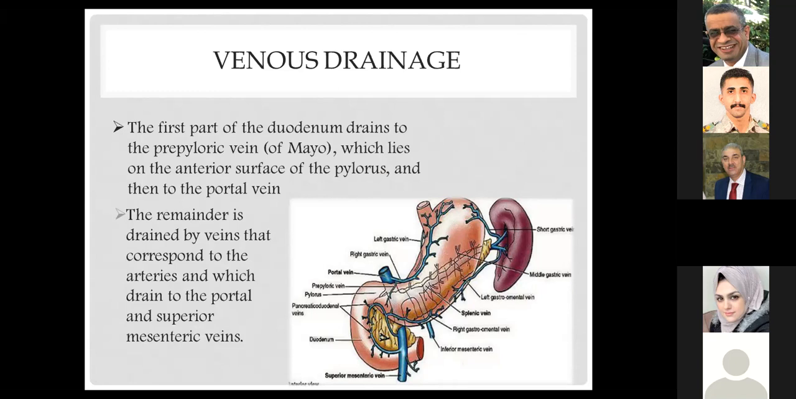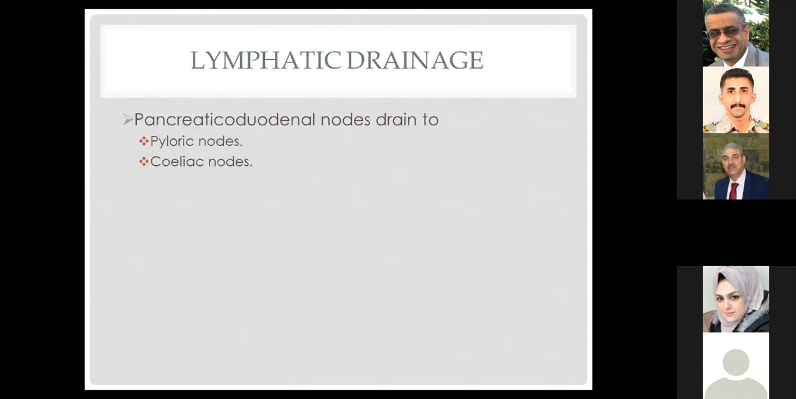Anterior and posterior, superior pancreatico-duodenal vein, and inferior also. The lymphatic drainage. The pancreatico-duodenal nodes drain to the pyloric nodes, which drain to the celiac nodes.